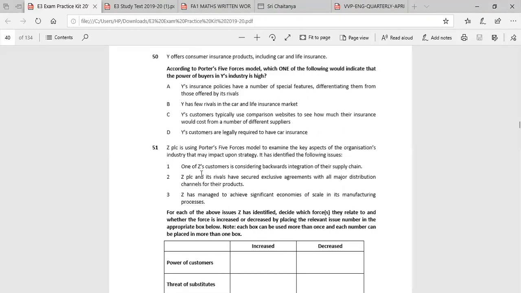Okay. So you say C. Most of you have agreed with C. C is the answer. Customers typically use comparison websites to see how much their insurance would cost from a number of different suppliers. Okay. So here this is specifically addressing the power of the buyers. C is the appropriate answer.